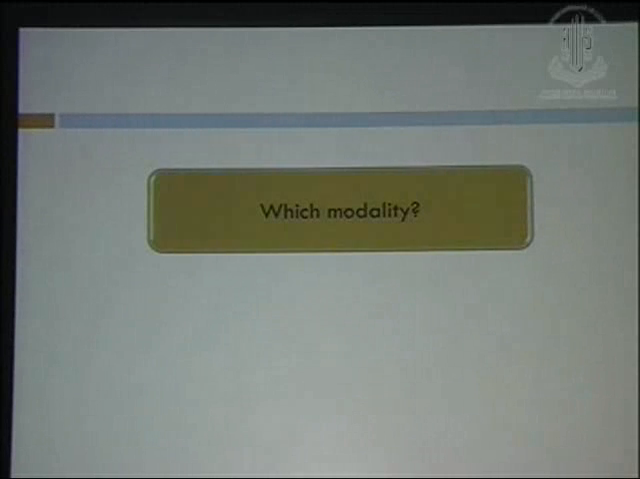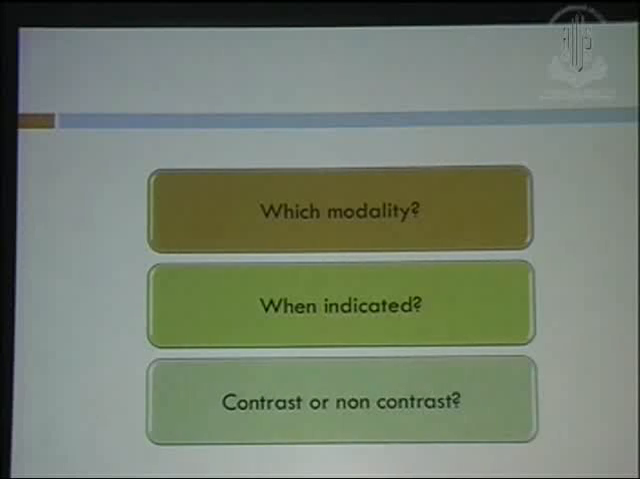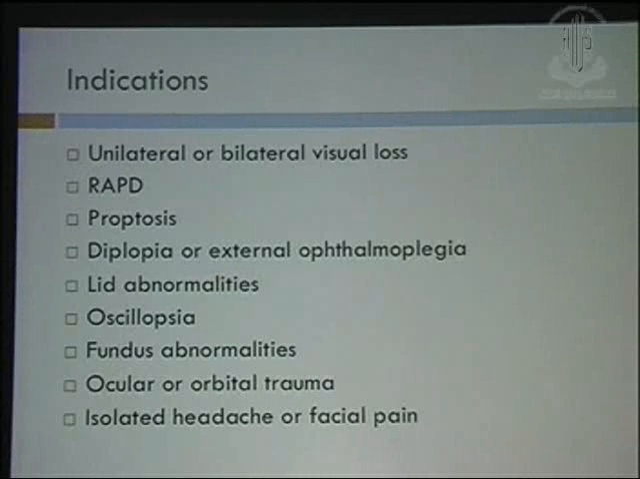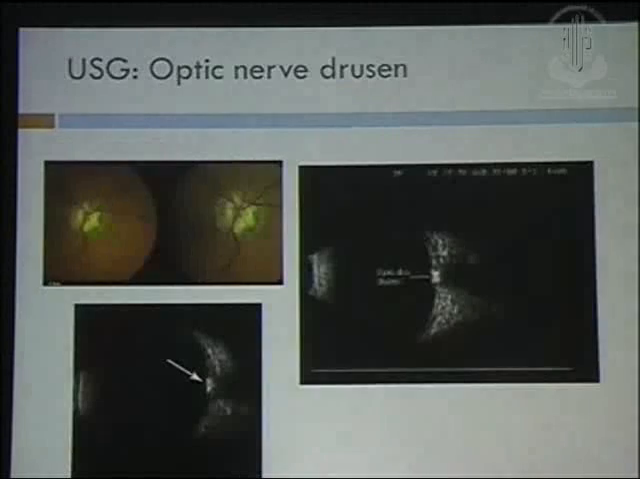while doing the MRI. Now, which modality should we use and when it is indicated, and whether contrast or no contrast should be ordered? This I will be able to make you understand by telling you about a few clinical scenarios. These are the few indications where we will order for MRI and CT scans. The simpler one I would begin with is the USG, where you can see it might be easy to pick up a cysticercus cyst or intraocular retinoblastoma or a melanoma by using a USG.